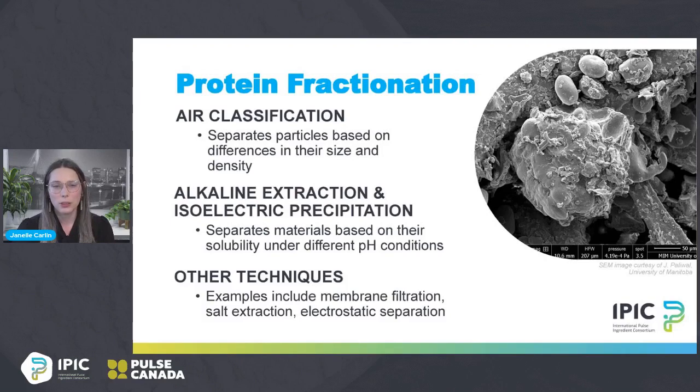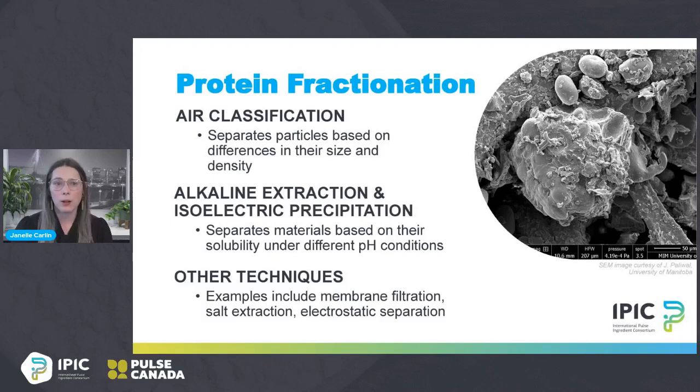And what we can do is do a series of different steps in order to actually fractionate and separate those components from one another. So air classification is a common one. It's a dry method of fractionation and separates the particles based on their size and density differences. So you can see just that starch is physically much bigger than the protein, so you can separate that way.